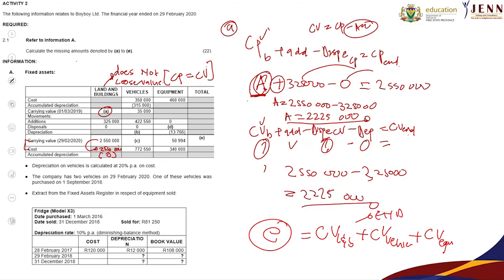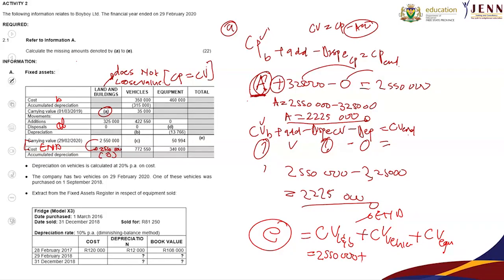Now let's go and check for this information. What is the carrying value of land and building at the beginning? At the end, what is the carrying value of the land and building? Here is at the end, right? Here is at the beginning. What is the carrying value at the end? Then we're having 2,550,000. Then we add what?